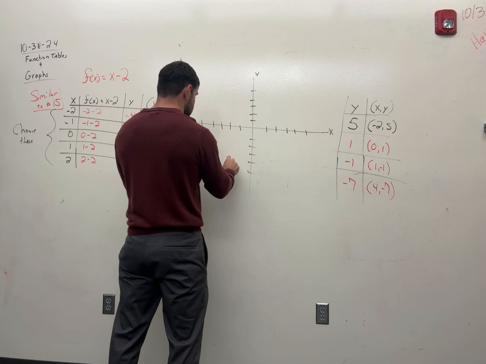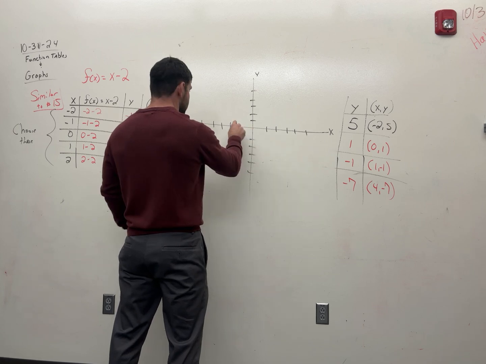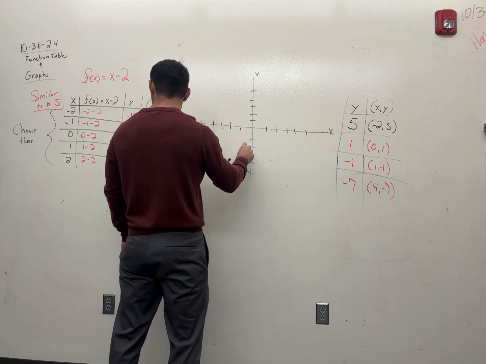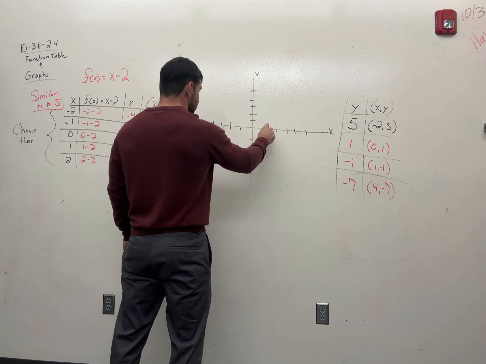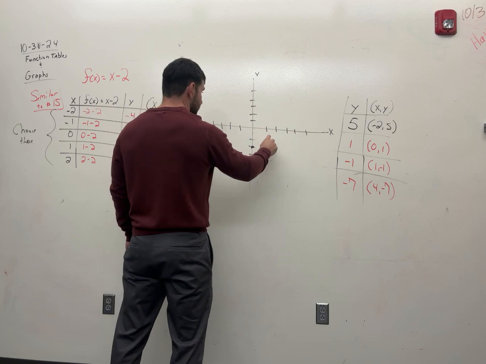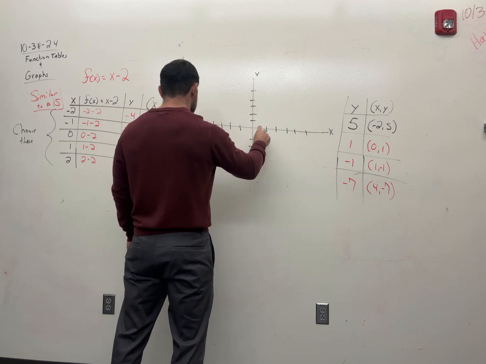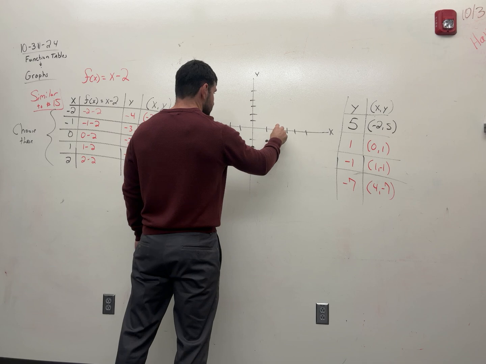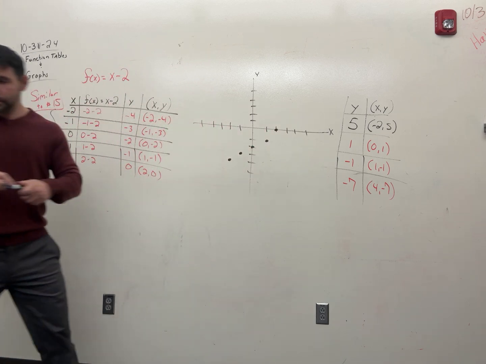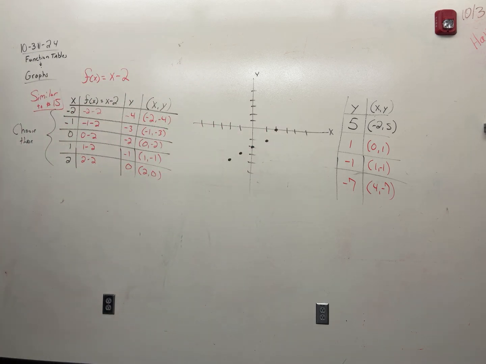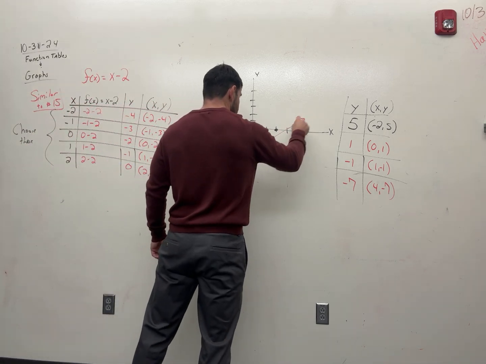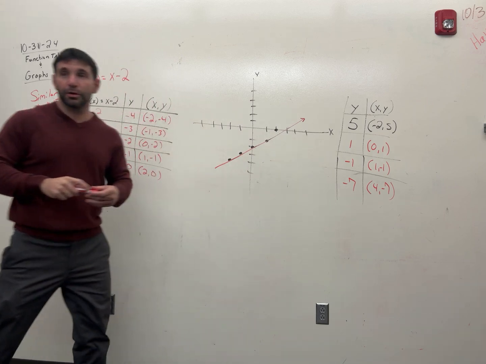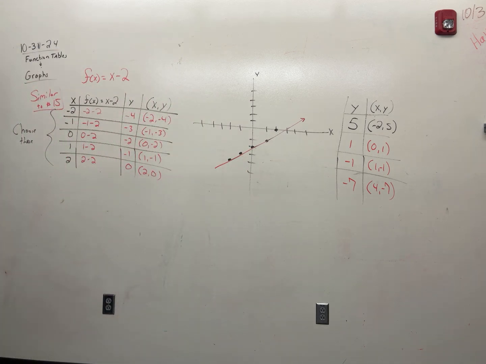(-2, -4). (-1, -3). Oh, that's where. (0, -2). (1, -1), oh wait. And (2, 0). I didn't have it as a negative, that's why. And then it should form a straight line. I missed a little bit because my graph's not perfect. Your graph is. Okay, you guys have great graphs right here.